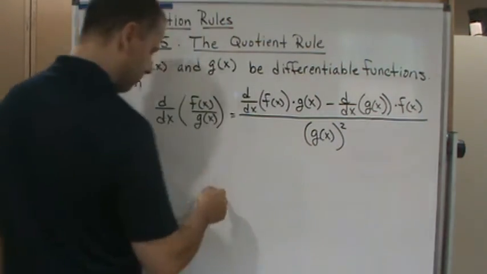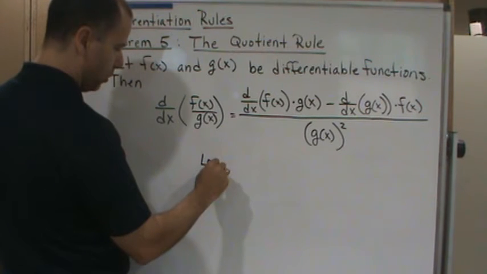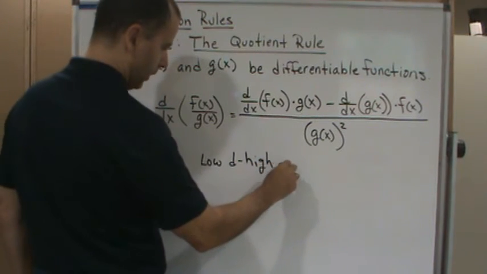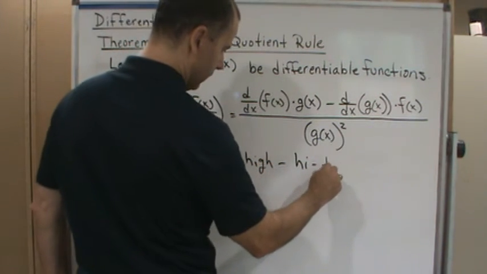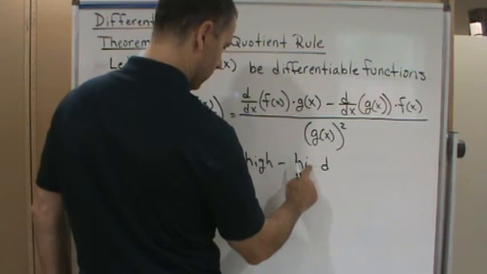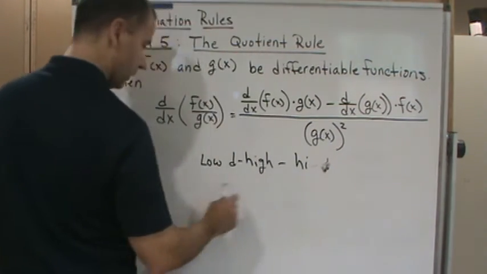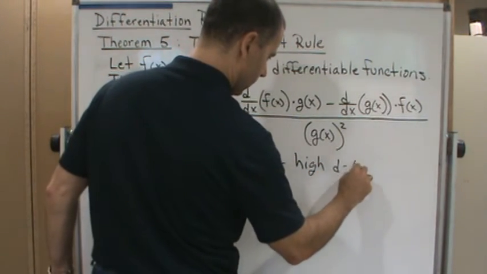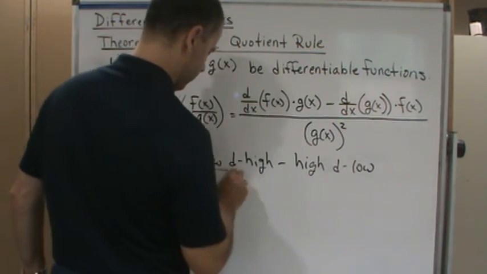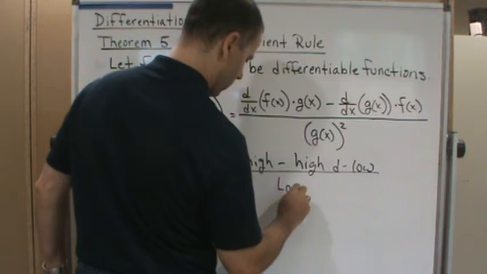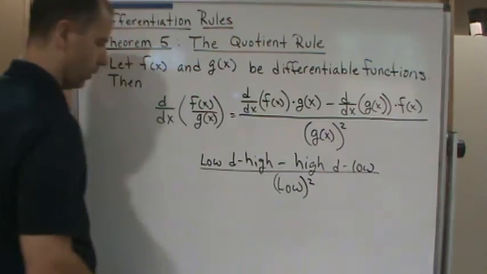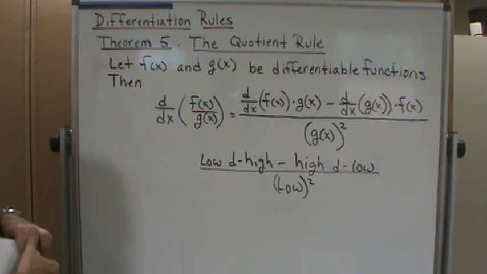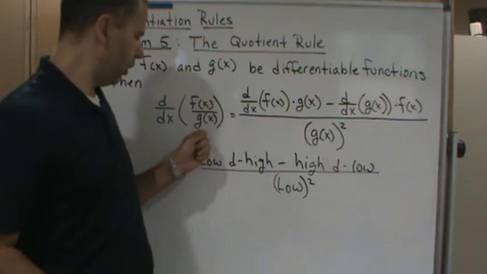So what I say is we say low d high minus high d low over low squared. So low d high minus high d low over low squared. Okay, to help remember.